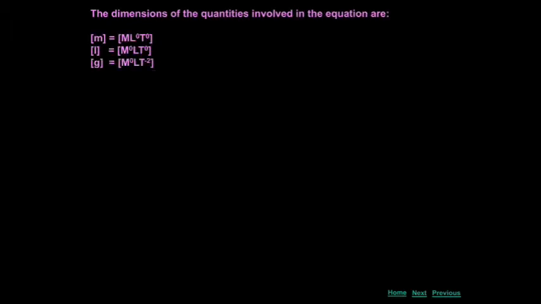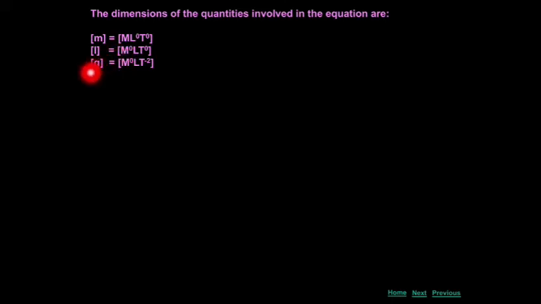See here the dimensions of the physical quantities involved in the equation. T equal to K into L power X, M power Y, G power Z. So what is M? That is the mass of the bar. The dimensional formula for mass is capital M.